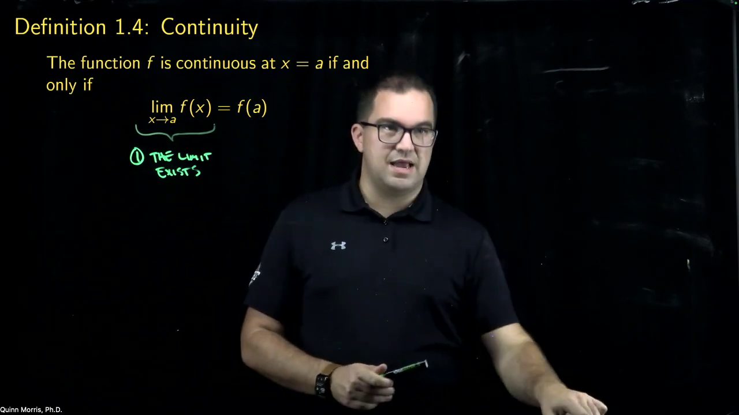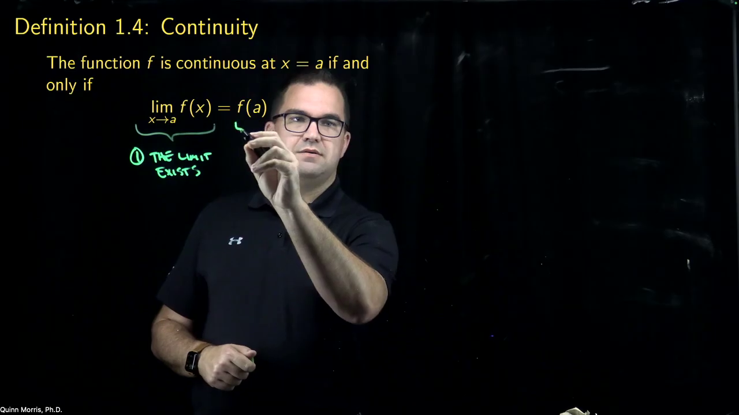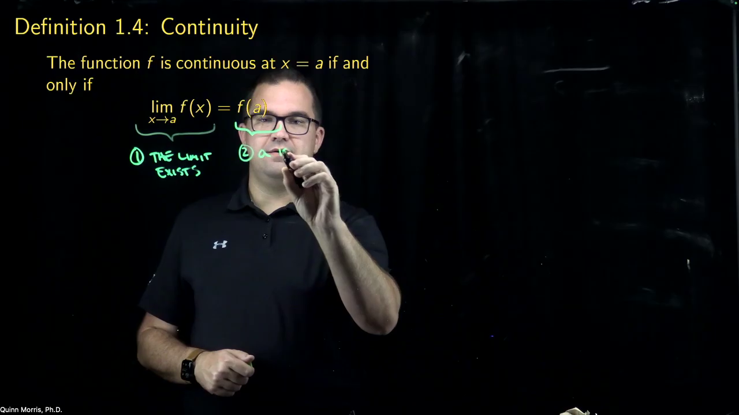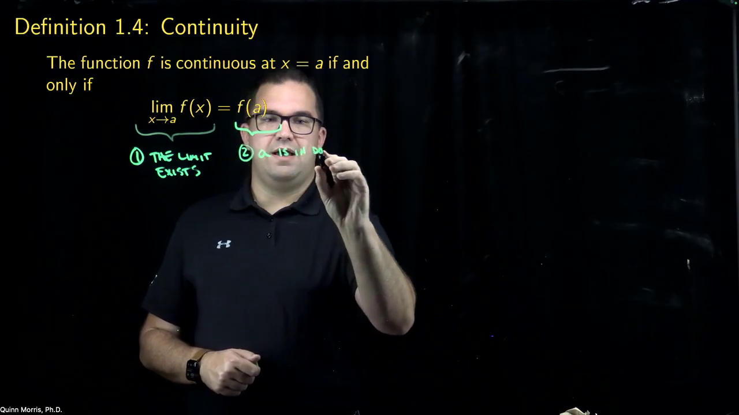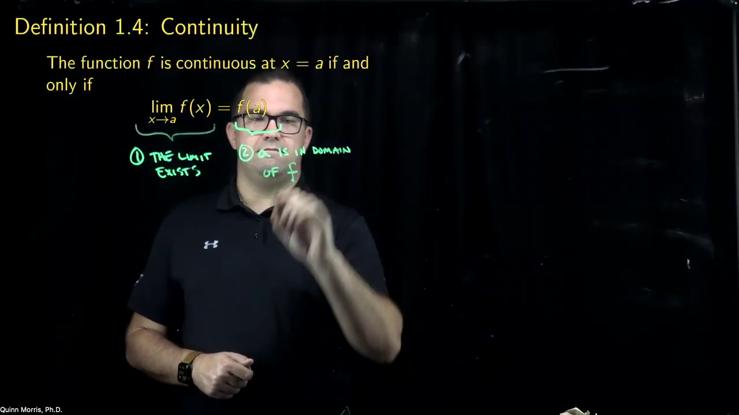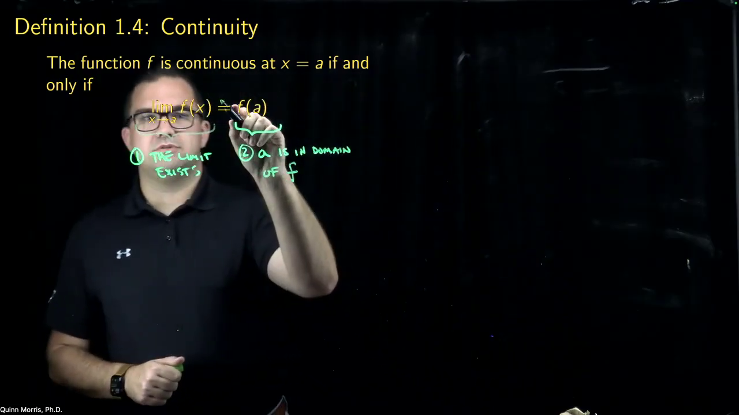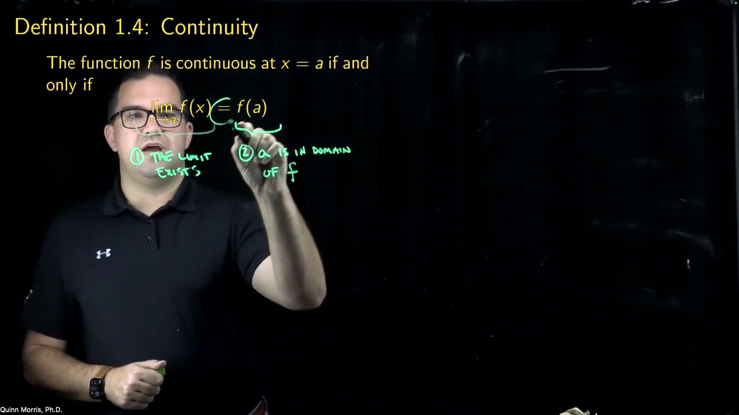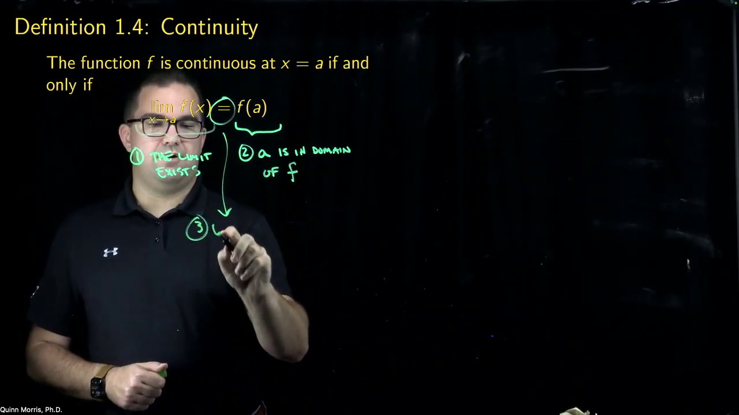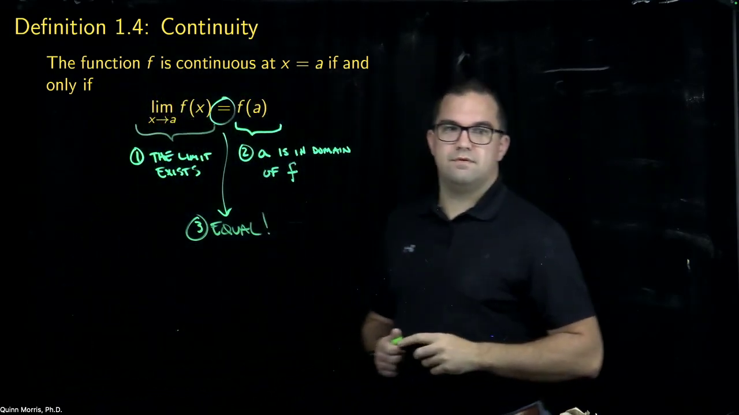The second thing it's saying is f of a exists. You could even rephrase that to say a is in the domain of f. That means the function f is defined at a. And then finally, if both of those things are true, great, then I need to check that they're in fact equal to each other.